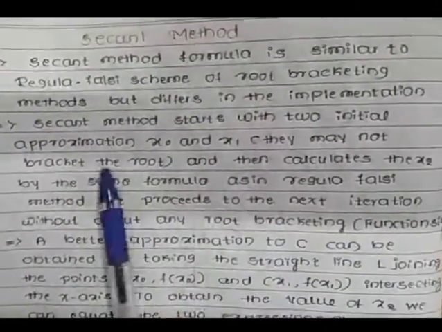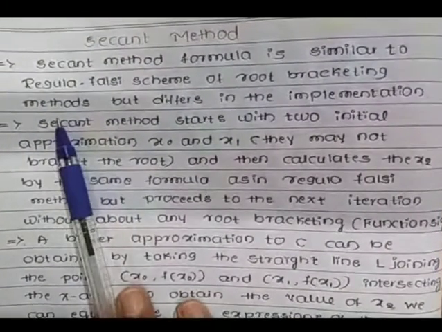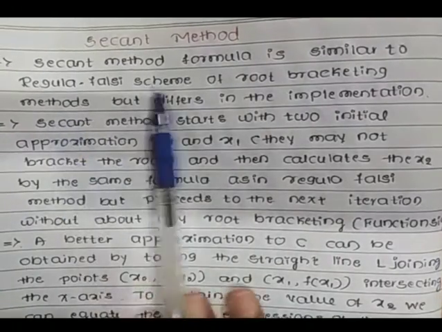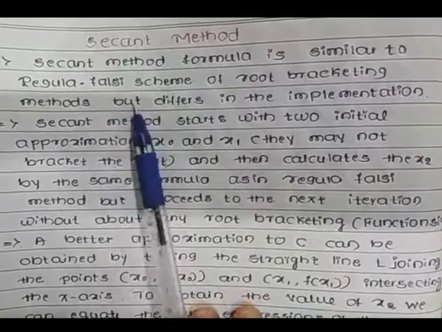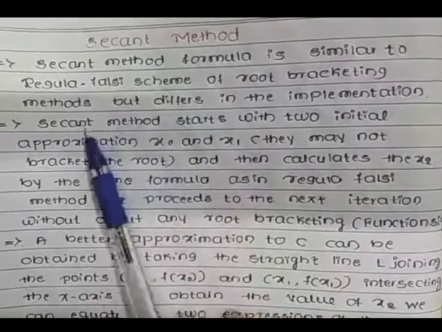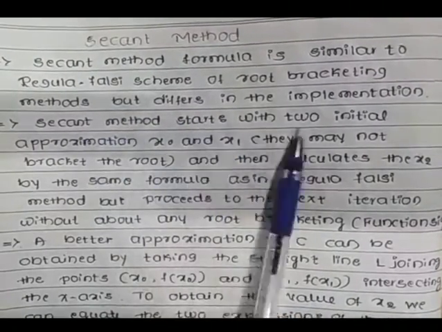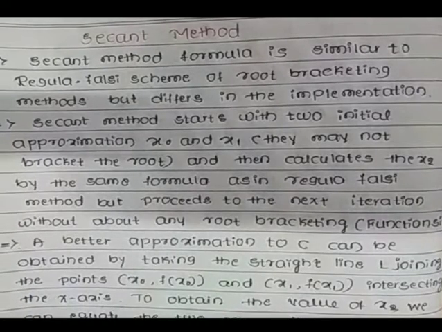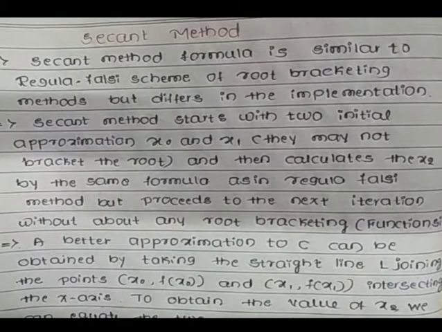See, as I have already told, secant method formula is almost similar to regular falsi. Secant method formula is similar to regular falsi scheme of root bracketing method but differs in the implementation. So here one important thing is root bracketing method. Now what does this root bracketing method mean?